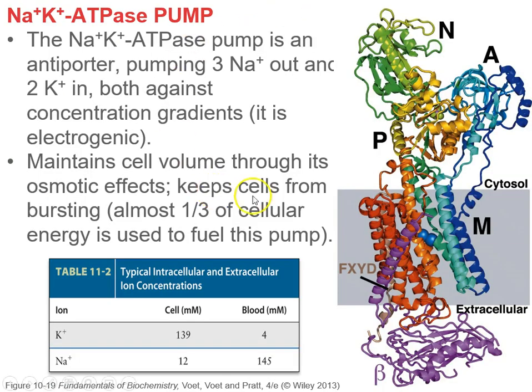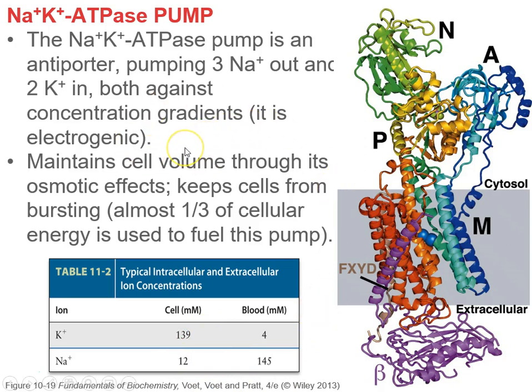So the sodium-potassium ATPase, we've talked about this before, but here's a nice picture of what this looks like. And remember, what this does is it pumps 3 sodiums out and 2 potassiums in, and both of them against the concentration gradients. And that's shown to maintain the high concentration of the potassium inside the cell and the low concentration of sodium outside the cell.